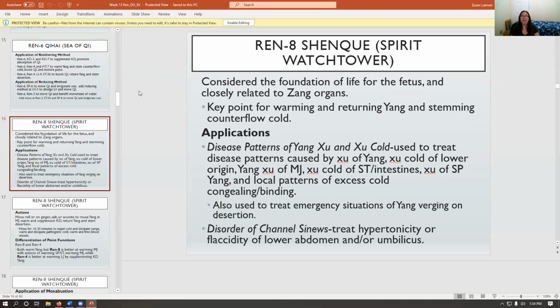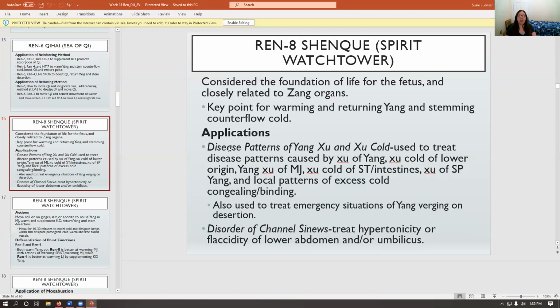And then we've got Ren 8. Ren 8 is Spirit Watchtower, considered the foundation of life for the fetus and closely related to Zang organs. This is the belly button, right? The umbilicus. Key point for warming and returning yang and stemming counterflow cold. So we talked about it just a couple minutes ago. This is a really, really important point for warming yang.